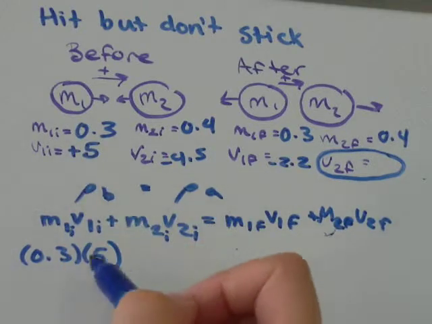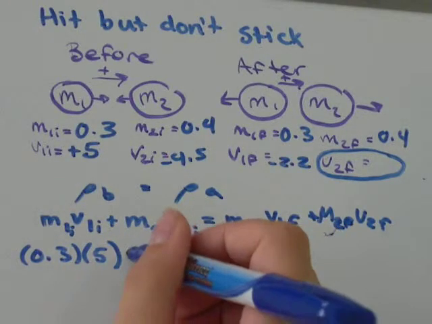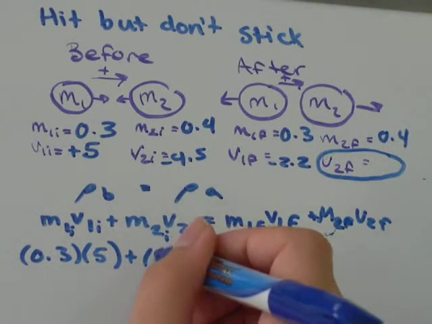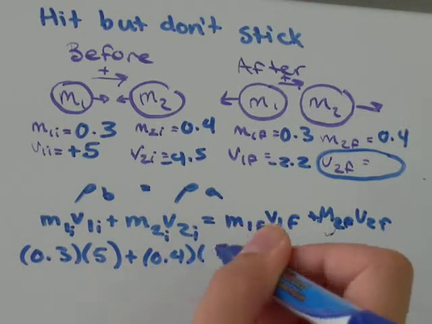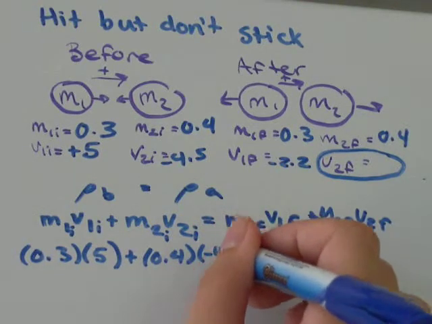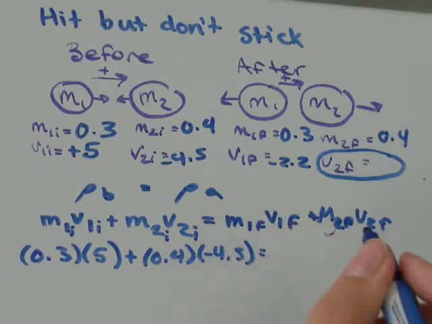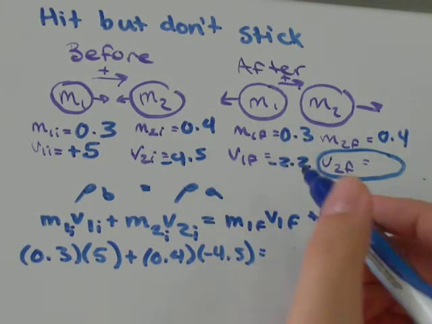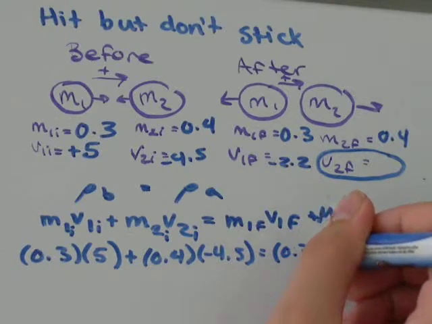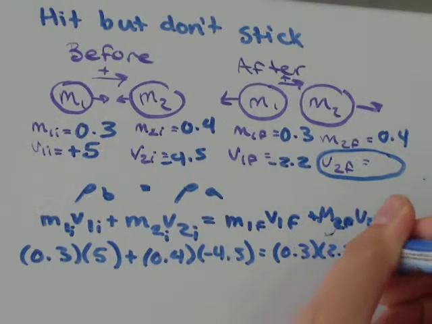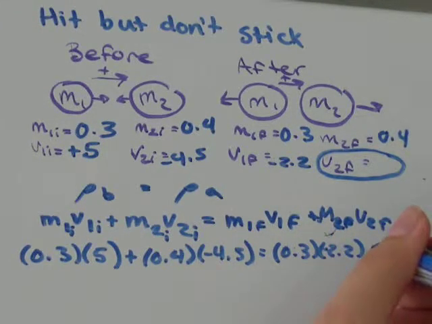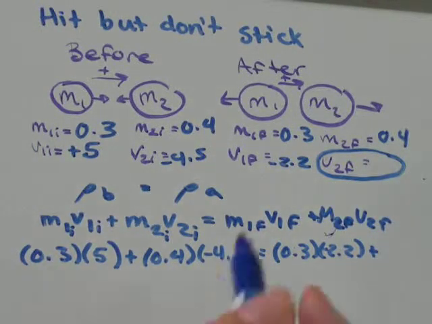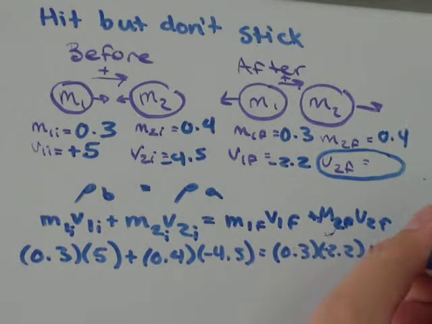So that ball had a momentum of 0.3 times 5, plus the other ball had a momentum of its mass, 0.4, times its velocity, negative 4.5. And that equals 0.3 times negative 2.2 plus the mass of the second one, which was 0.4 times V2 final. Hopefully you can see that over there.